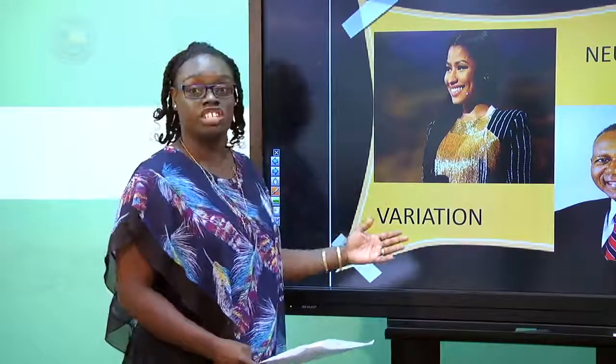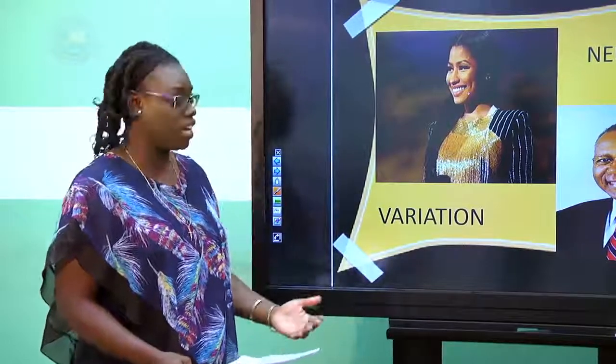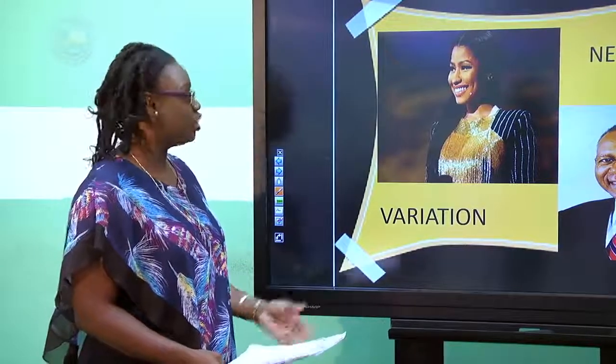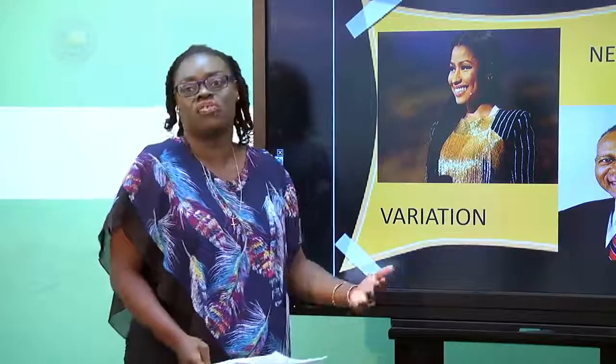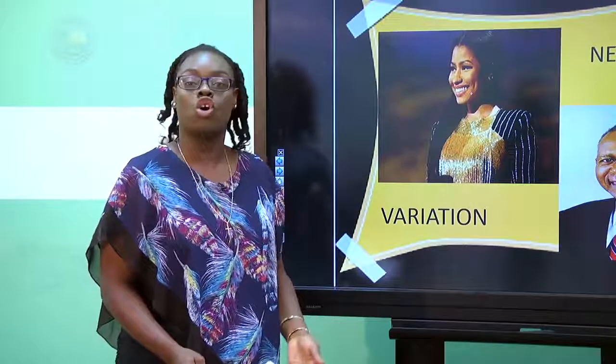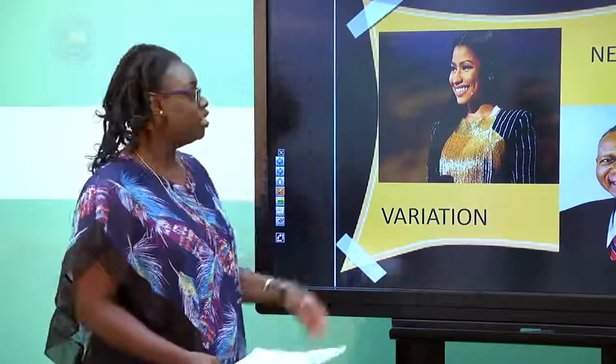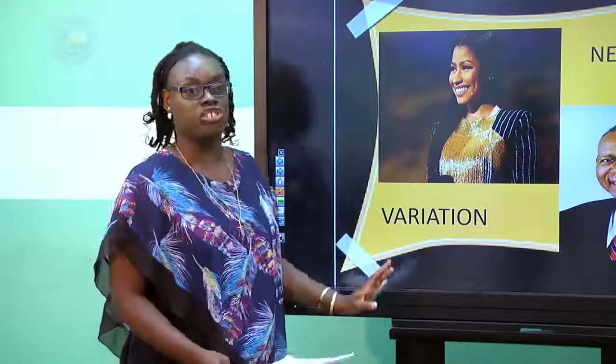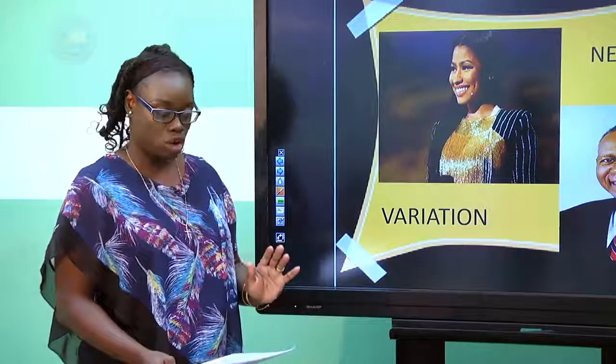Now, most mutations have no real effect on the survival of an offspring. So, for example, dimples don't really affect your ability to procreate or to find a mate or to find food. So some mutations are neutral. They have no major effect on the organism.